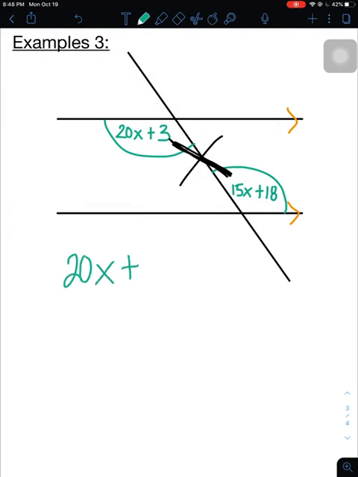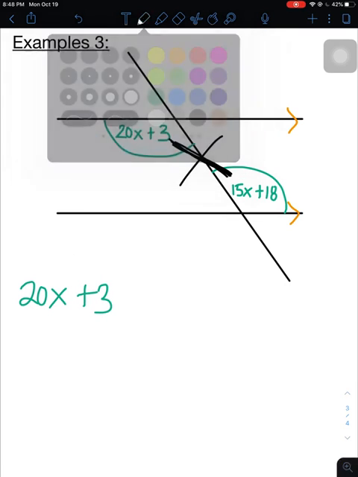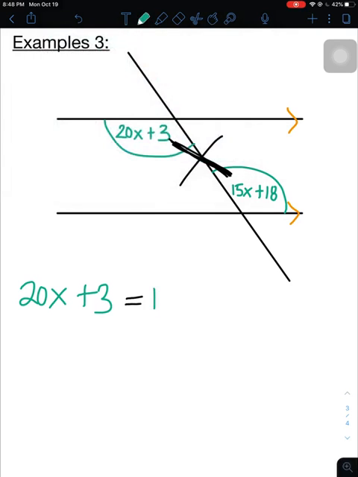So we can say 20x plus 3 is equal to 15x plus 18. They're congruent, that means they're equal to each other. And now I just have to solve for x.